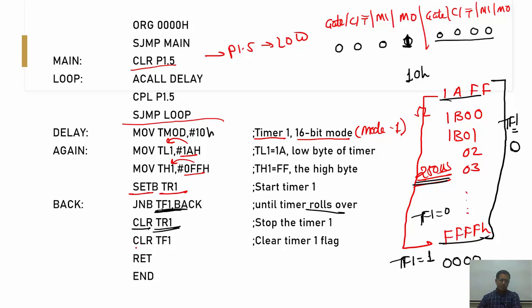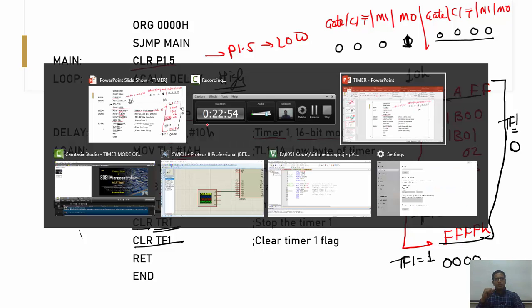So just stop the timer, then clear the TF1 flag and return or come back to this. That means complement P1.5. Earlier it was low, now it is simply a high value. In this way we can generate the required frequency using the timer. So let us cross-check this with one simple example.